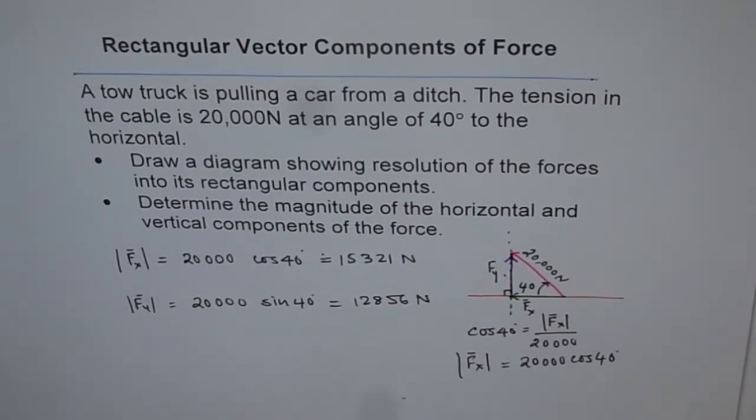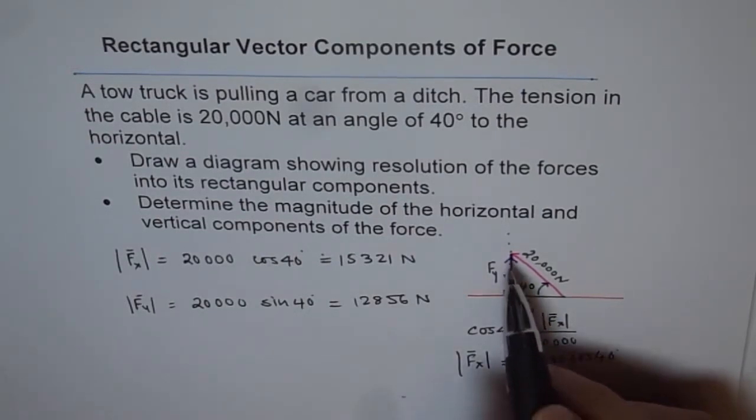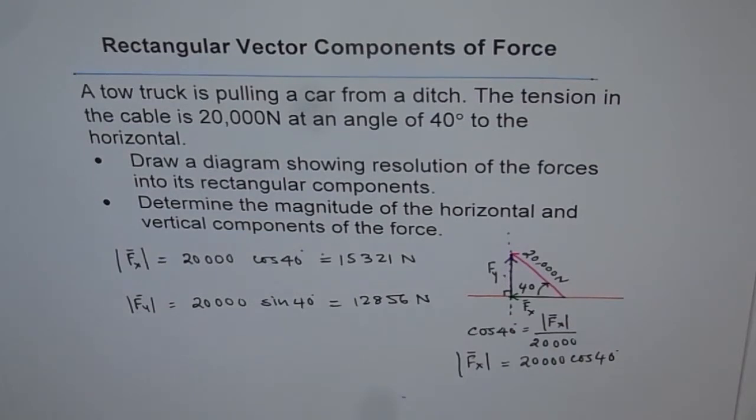I hope you understand now how to resolve a force into its components, especially rectangular components. Resolving into rectangular components is making a right triangle so that it starts from the tail and ends at the head of the given vector. And then you need to apply trigonometric ratios to find the magnitude of the components. I hope that helps. Thank you.